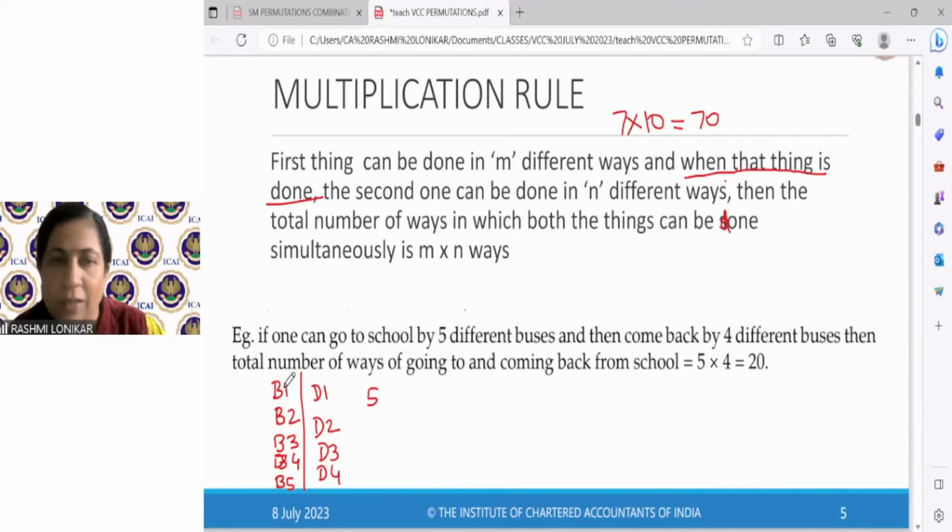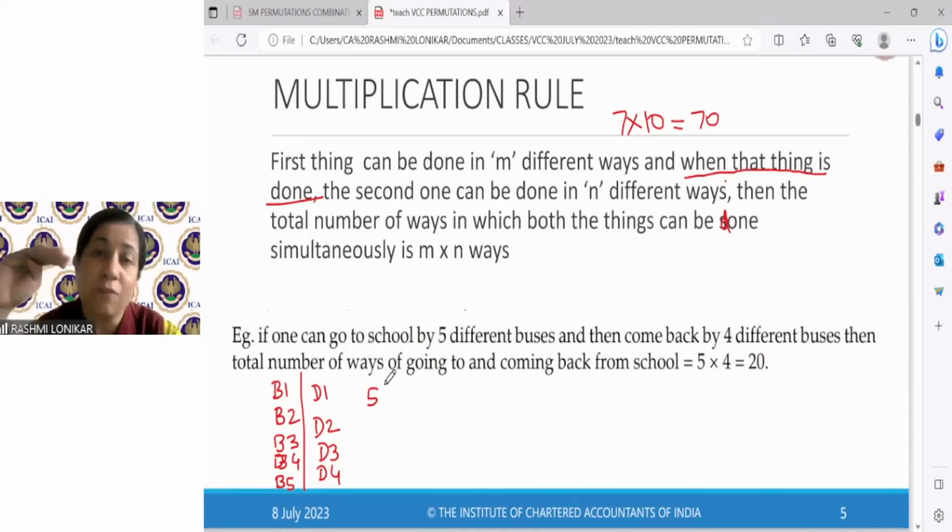B1 to D1. Okay, I can go by B1 and come back by D1. Then I can go by B1, come back by D2. And so for each option of going, I have 4 options with which I can come back from school. So with each bus option that I take while going to the school, I have 4 options for coming back. Okay, I can choose between any of the 4 buses to come back. So for each option, if there are 4, for 5 options, it will be 5 into 4, that is 20 buses. Okay.